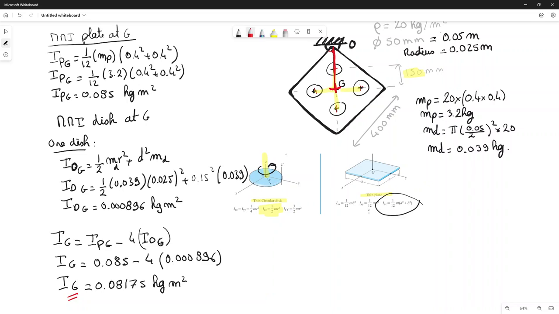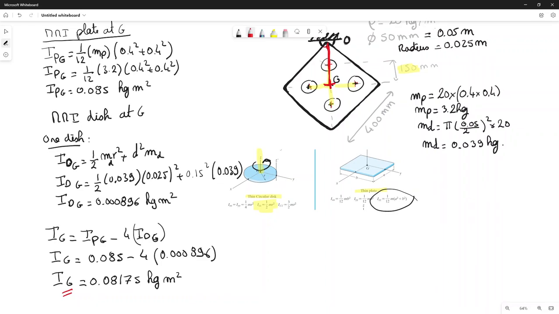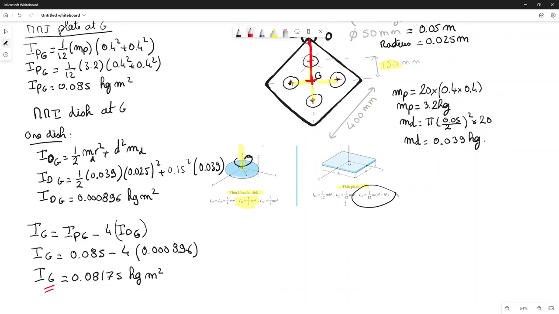If that was not the center of gravity, for example, if we don't have one of the circles there, the center of gravity would be a little bit higher, and we would not be able to do that. That's only because G is the center of gravity of the plate.